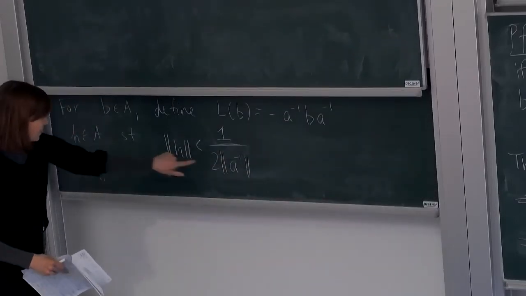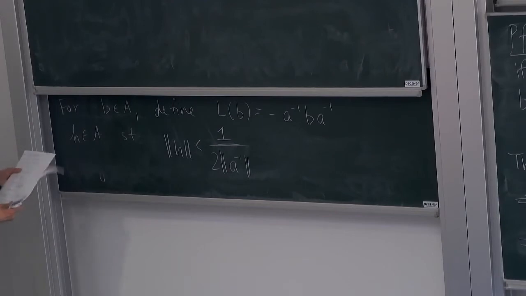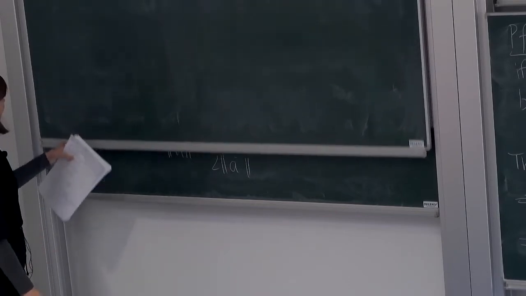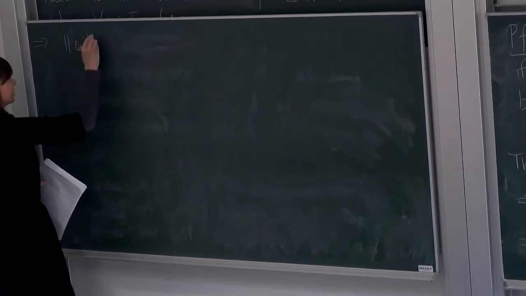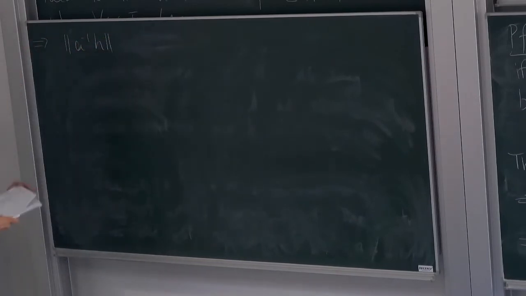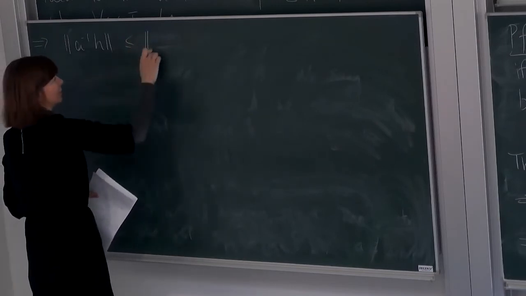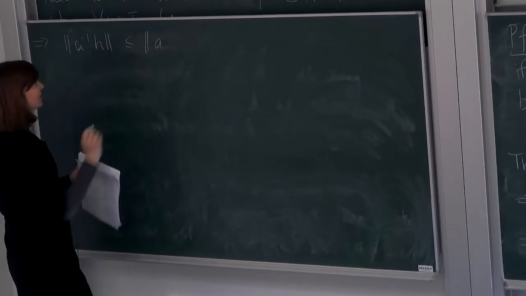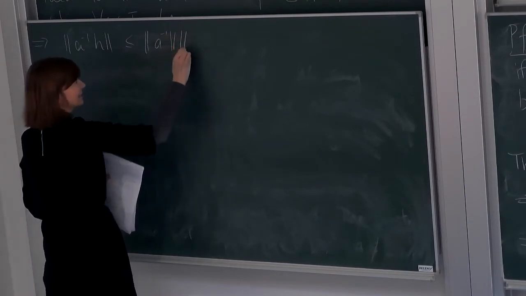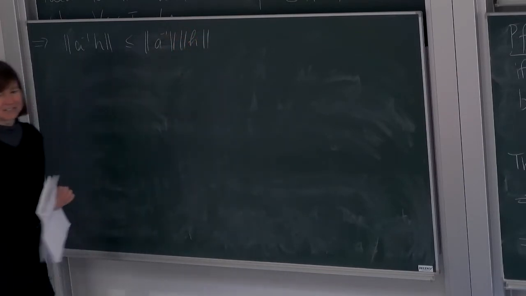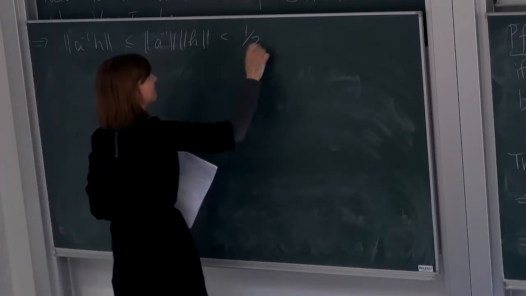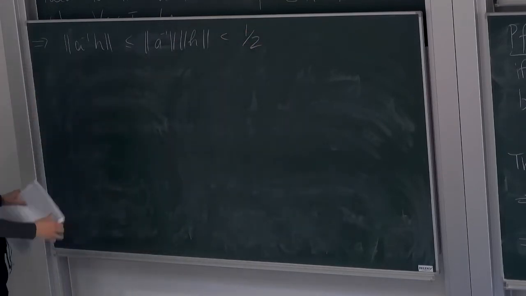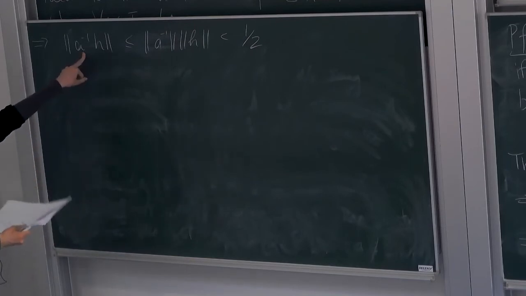Okay, so what did we have here? We had the norm of H is at most 1 over 2 times the norm of A inverse, which means that the norm of A inverse H, by the properties of the Banach algebra norm, implies this here, and that's at most half. In particular, it's less than 1.